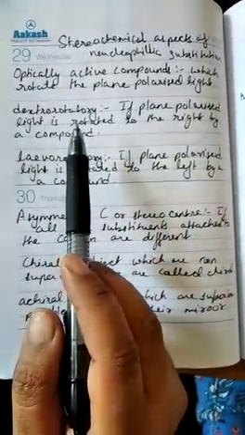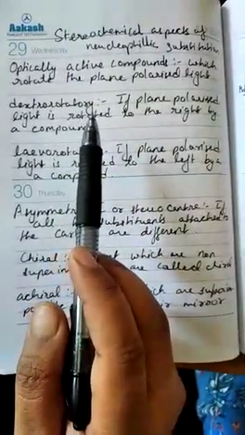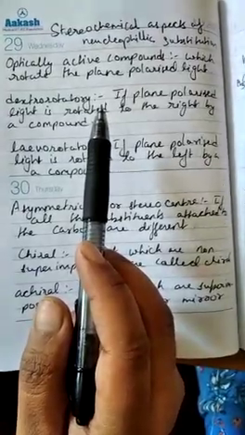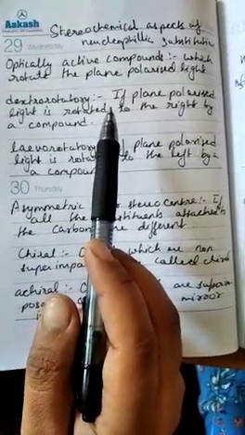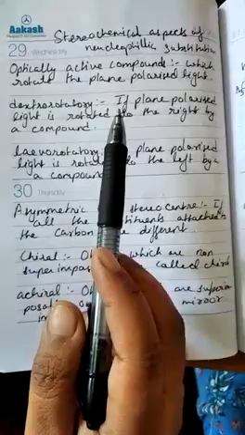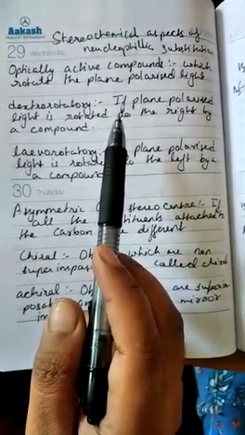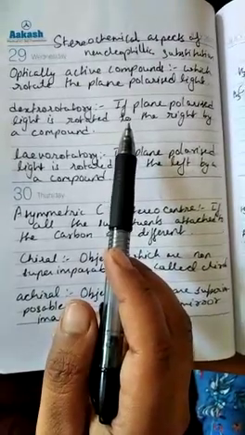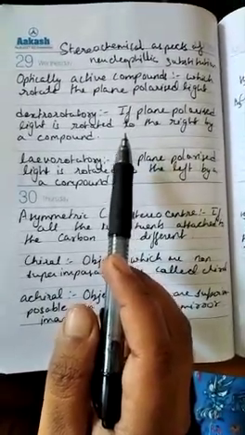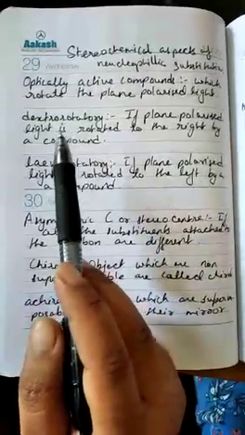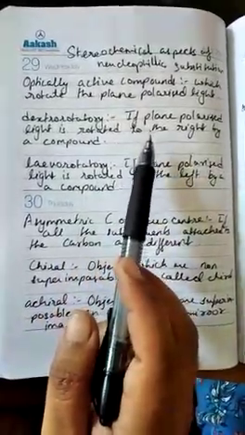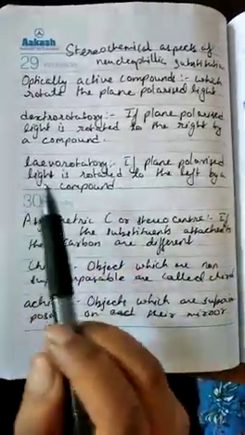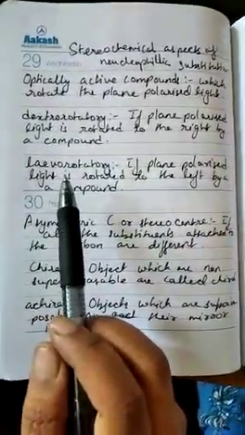Next is dextrorotatory. What do we mean by dextrorotatory substances? Basically, if the plane polarized light is directed towards the right direction, that is, it moves in the clockwise direction, then the substances doing so are known as dextrorotatory substances. So the dextrorotatory compounds are those compounds which rotate the plane polarized light in the right direction.